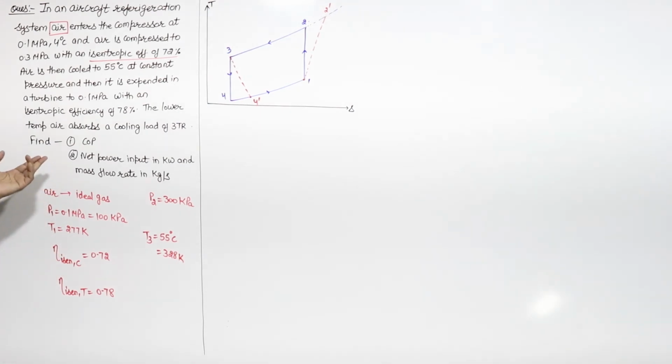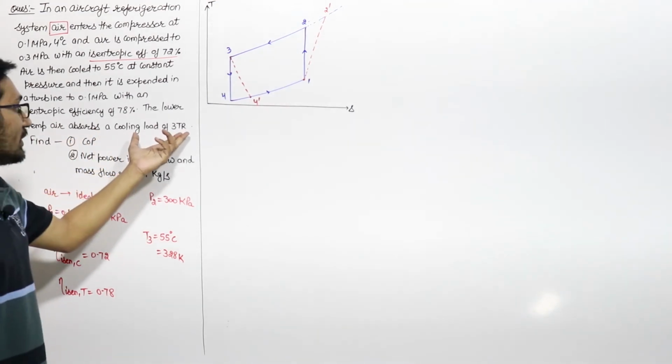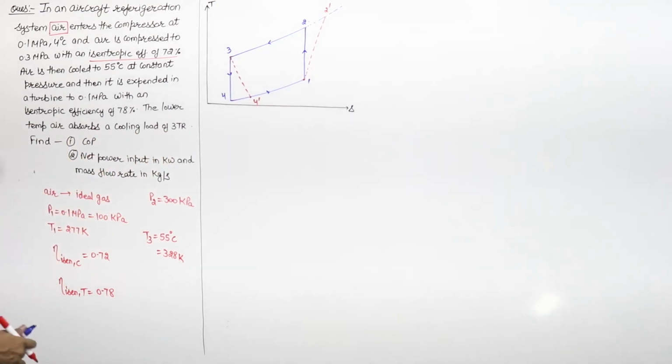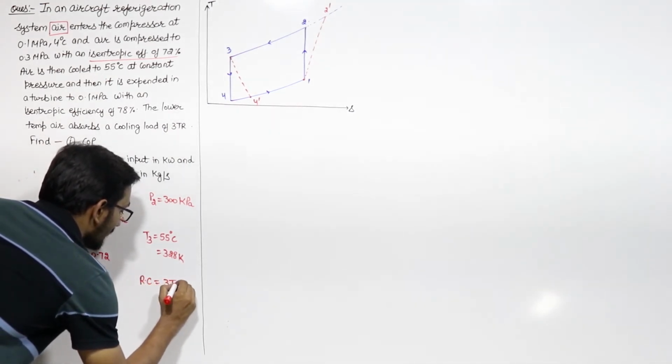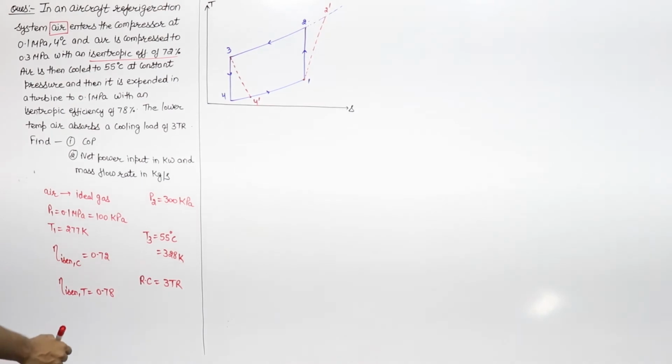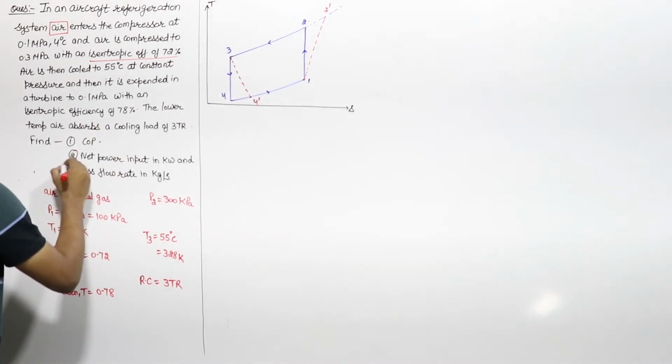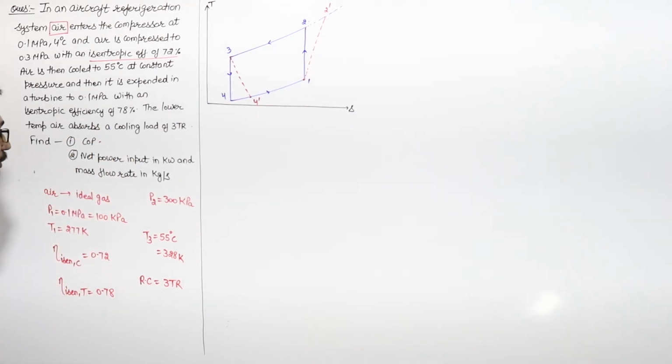Now, the lower temperature air absorbs a cooling load of 3 ton of refrigeration. So the refrigeration capacity is given as 3 TR. Then we have to find the COP, net power input in kilowatt and mass flow rate in kilogram per second. This is the question, right?